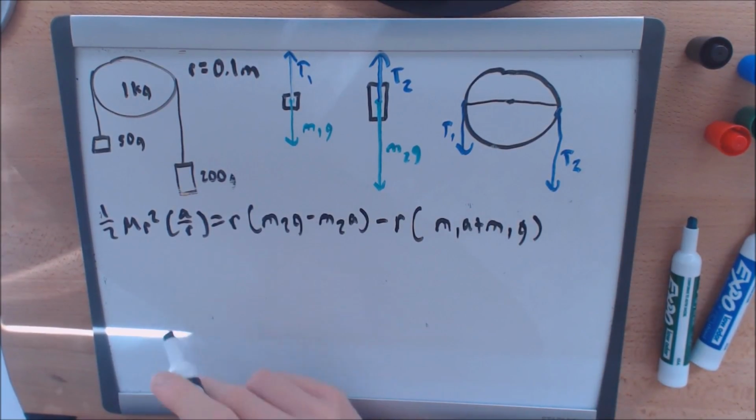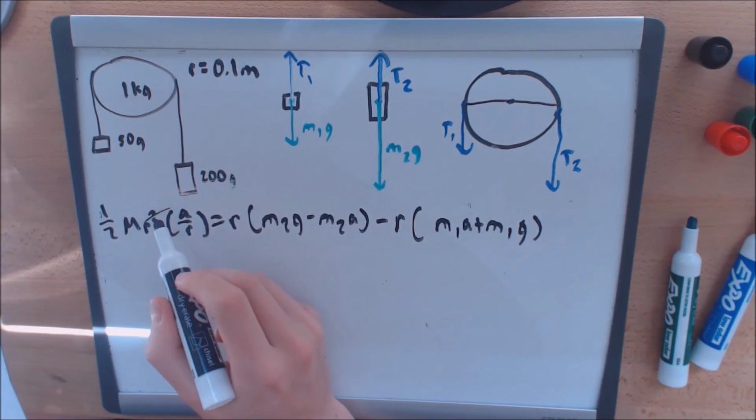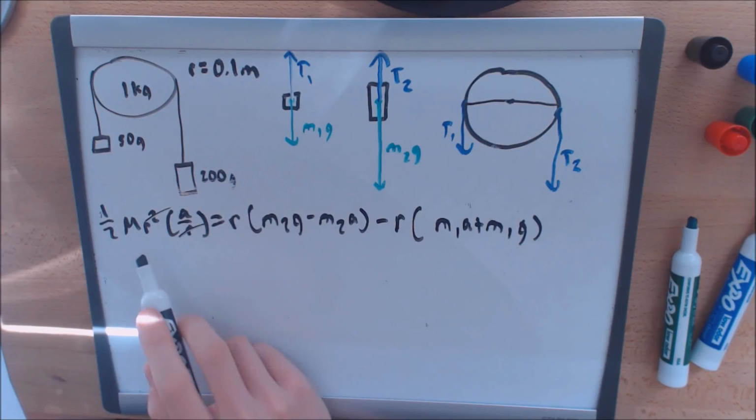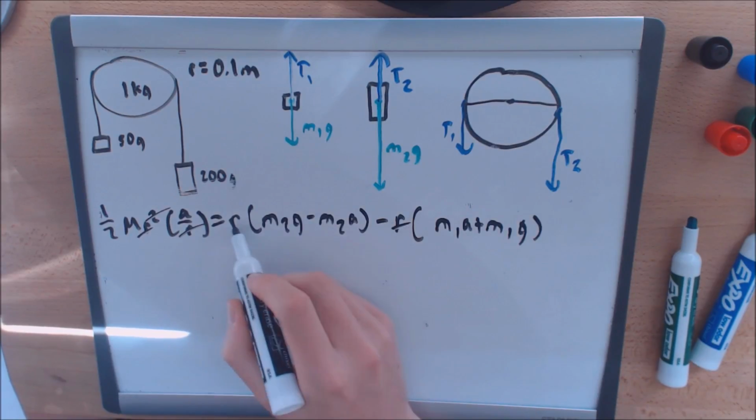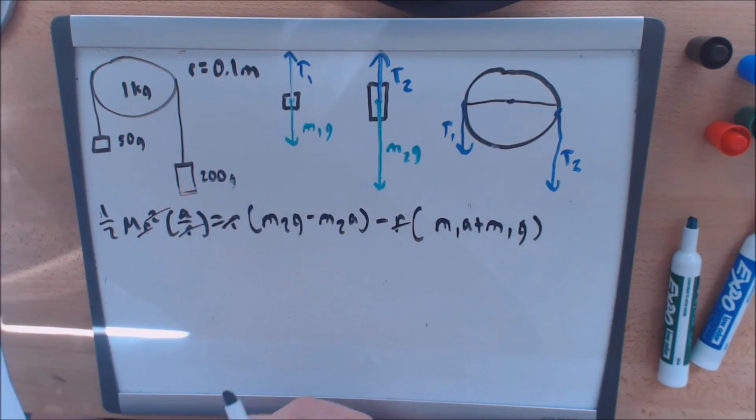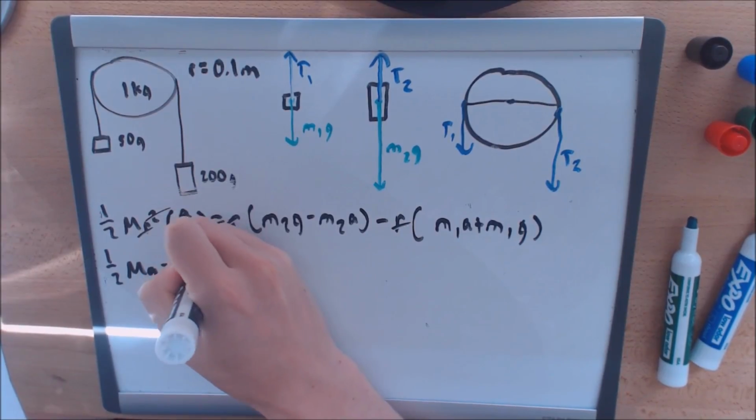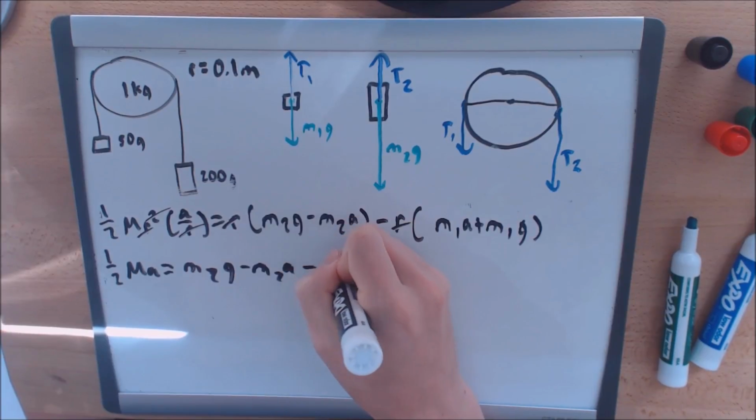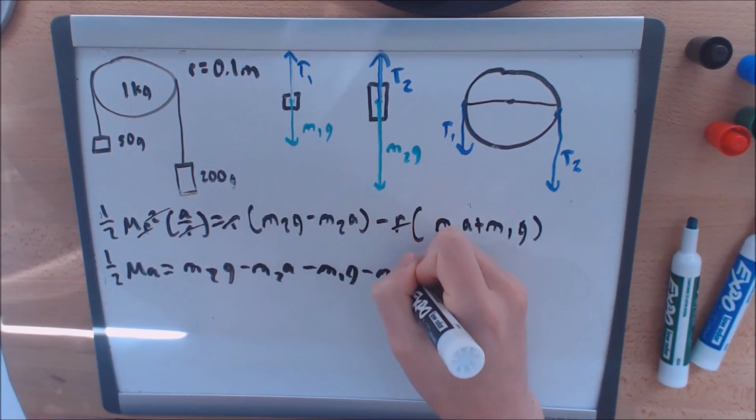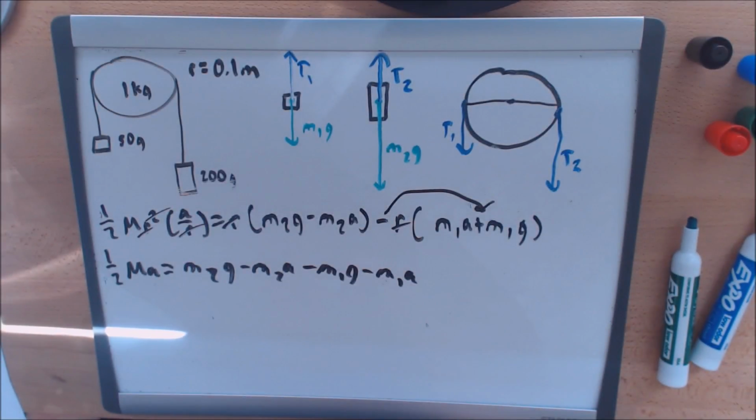We can do a few things with our R's. Over here we have an R squared and an R in the denominator, so we can get rid of the squared and get rid of this R. And then we also have an R in each piece of the equation, meaning we can get rid of the other R as well. So that makes it a little bit easier to work with. So we'll get 1/2 MA equals M2G minus M2A minus M1G minus M1A, because we are distributing that negative to the positive.